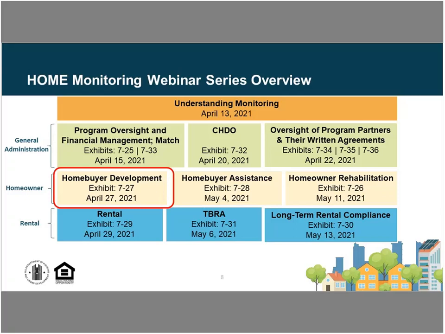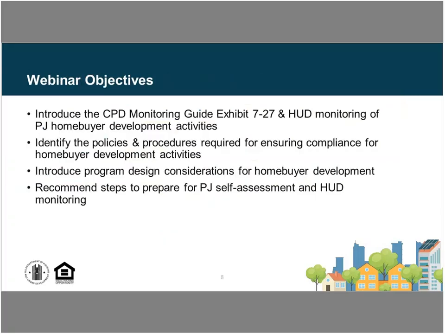Thursdays in these 3 weeks will focus on rental activities. First, rental development this Thursday, and then in the subsequent weeks we will cover tenant-based rental assistance, which is TBRA, and long-term rental compliance to wrap up the series. So I appreciate the commitment that you've made to be with us through this.